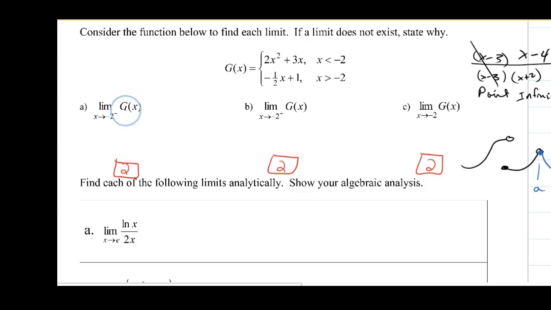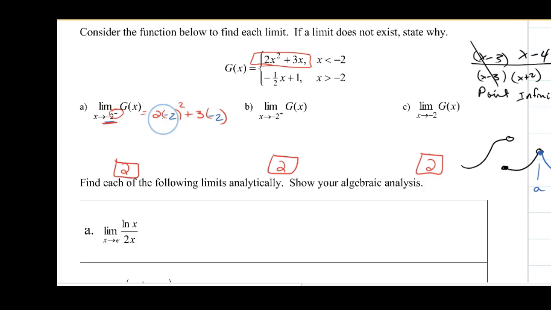Okay, so for A, we're finding the limit of the function g as x approaches -2. So both of these deal with -2. And then it says from the left. So I want the lesser than, this is the x is less than -2, which means I'm going to use this function here. That is going to be 2 squared plus 3 times x. And it's as x approaches -2, so that's what I'm going to evaluate in here.